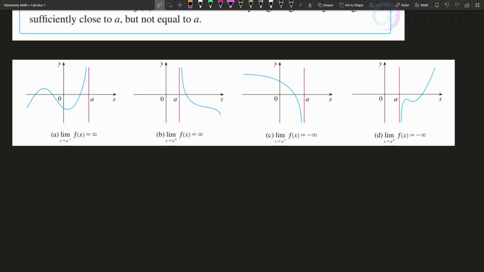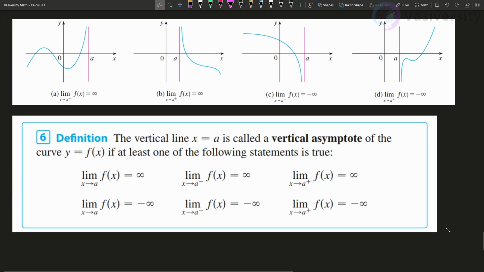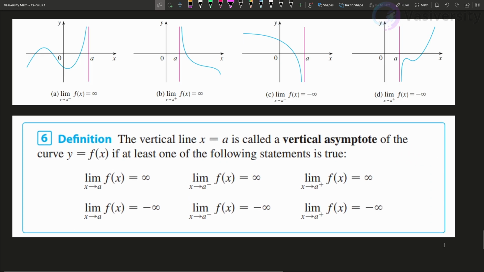So let's define a vertical line. A vertical line, x equal to a, right? That's how we graph vertical lines on the x and y axis. So it's called a vertical asymptote of the curve. Asymptote means that we are approaching it, but never equal to that line, or at least we're not intersecting or crossing it. So the vertical asymptote of a curve y equal to f of x is if at least one of the following statements is true. So if one of the 6 statements below is true, then we have an asymptote.